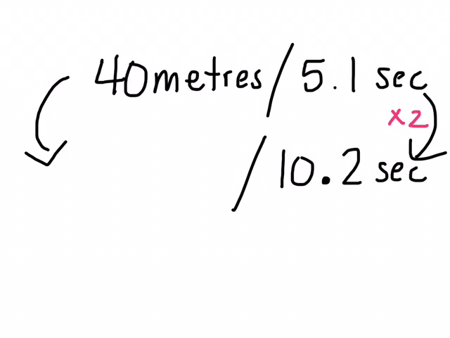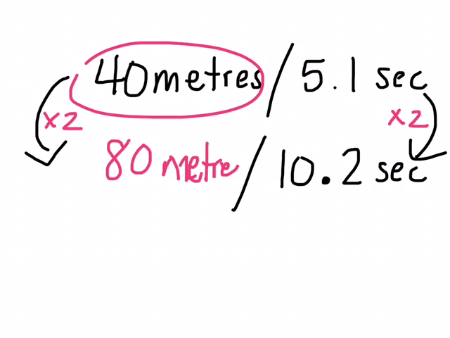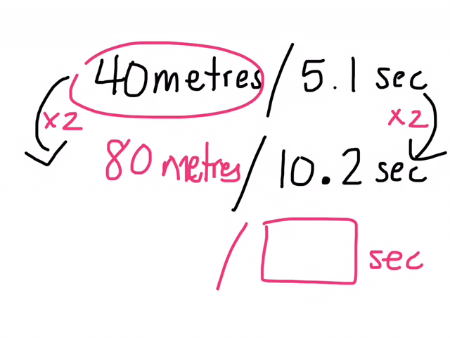So what would happen to the distance he ran? It would be doubled, right? So what's 40 times 2? 80 meters. Good. Now the question says, how long, so we want to know how many seconds it would take him if he ran 200 meters.